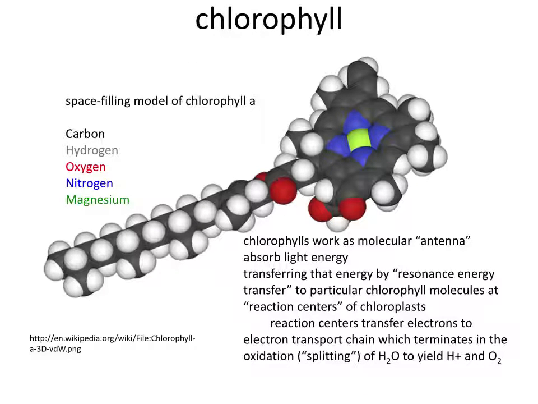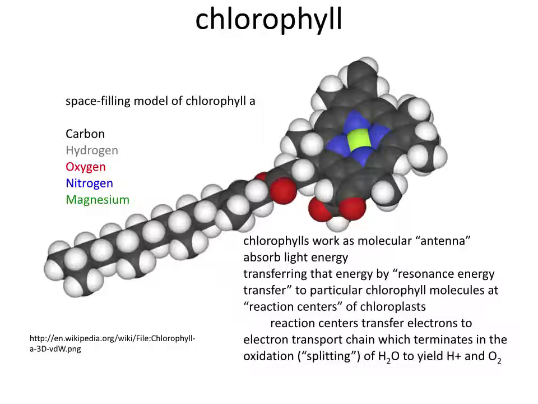Here's a space-filling model of chlorophyll A. It's a big molecule. The dark grays are carbon, the light grays are hydrogen, the red is oxygen, the blue is nitrogen, the green in the middle there is magnesium ion. These work as molecular antennas to absorb light energy, and they use a complex process called resonance energy transfer, and a sort of chain of chlorophyll molecules which have higher order structure where there's reaction centers in the chloroplast. This is at least in eukaryotes, but also in the cyanobacteria or photosynthetic bacteria cell. This will be a structure.